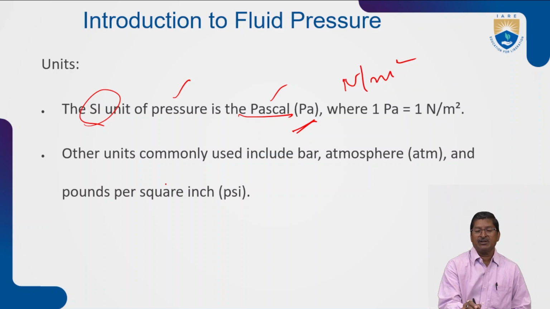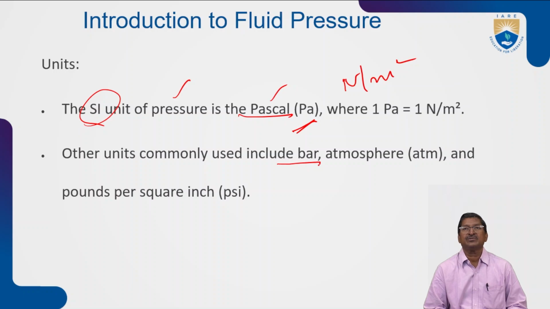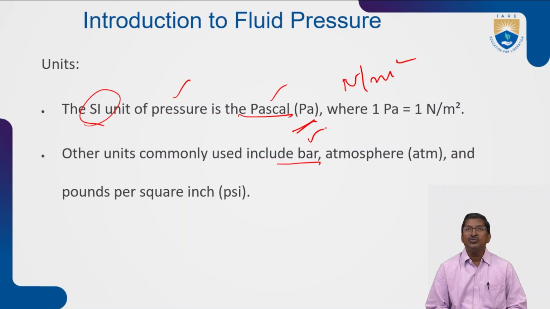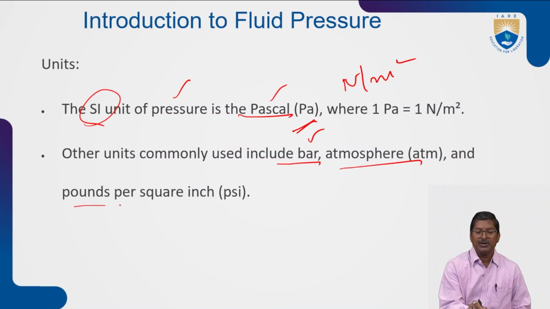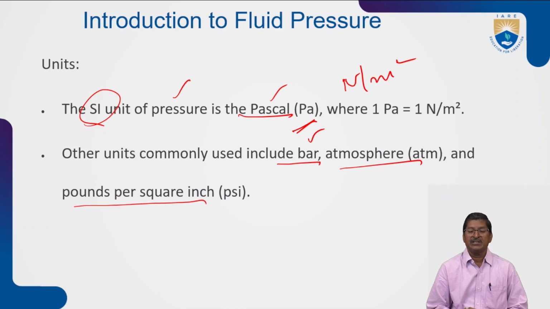Other units commonly used include bar. The same pressure is also measured in other units, called bar. Bar is also a unit for pressure or atmospheric pressure, and also pounds per square inch. So pounds per square inch, bar, or Pascal, these are the different types of units we can use for fluid pressure.